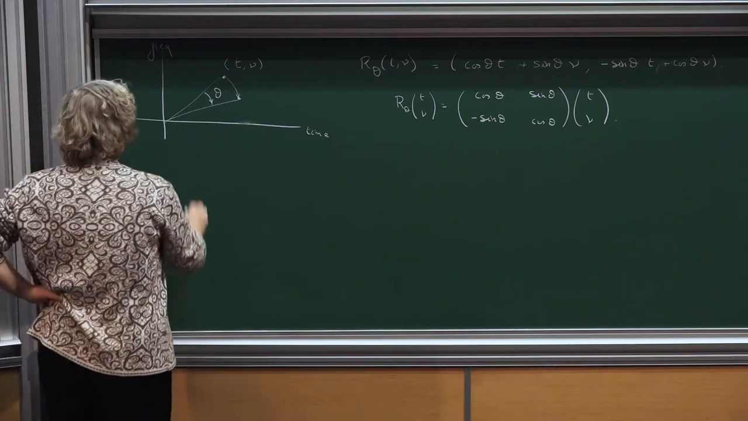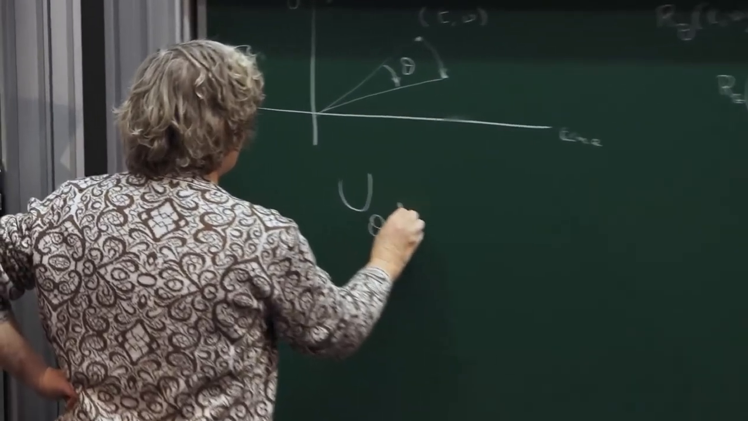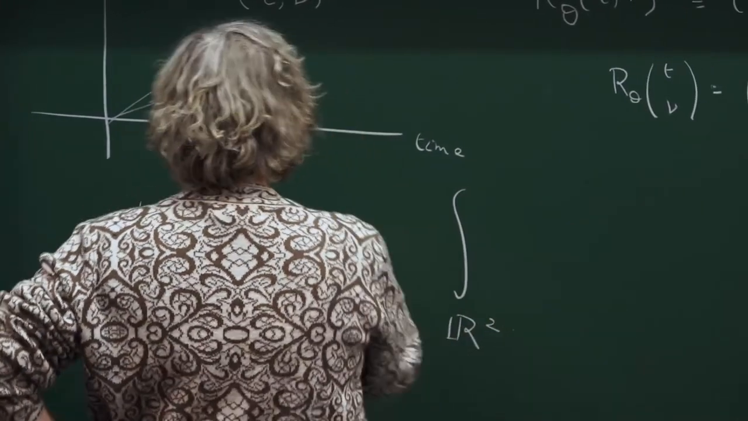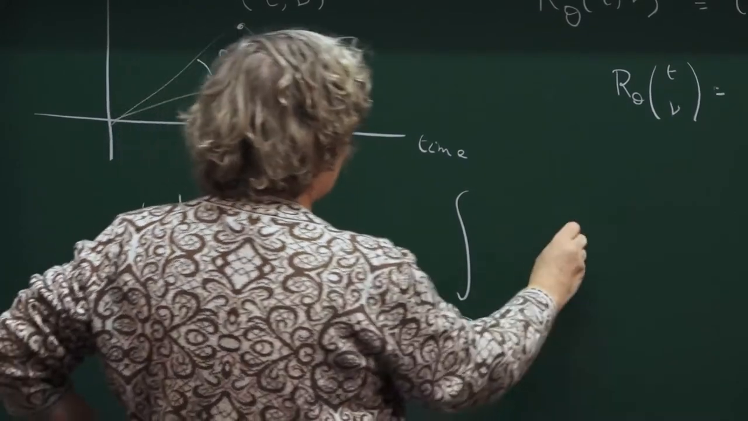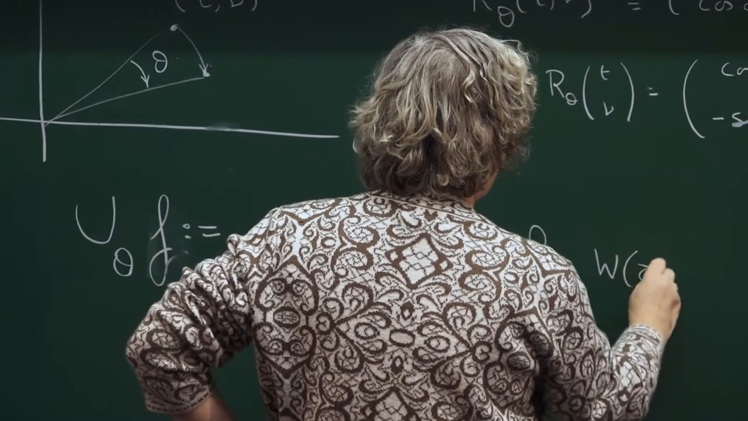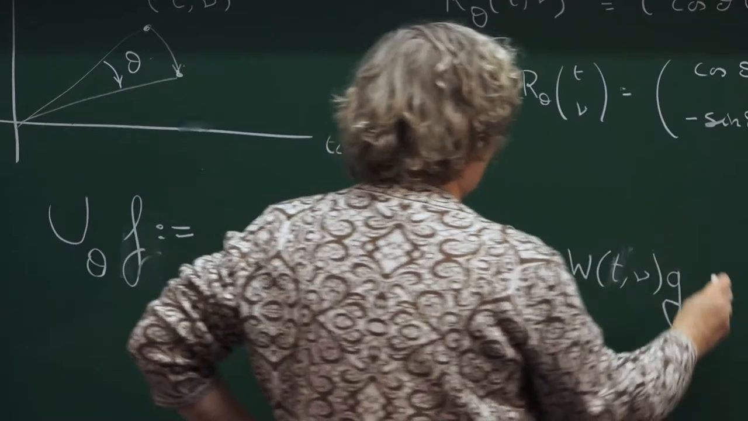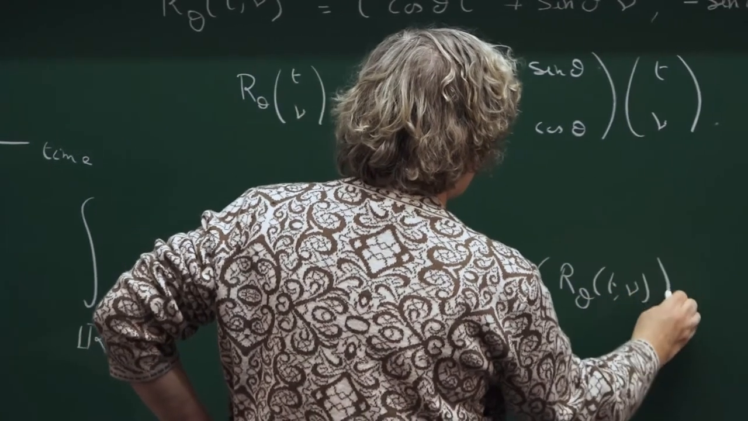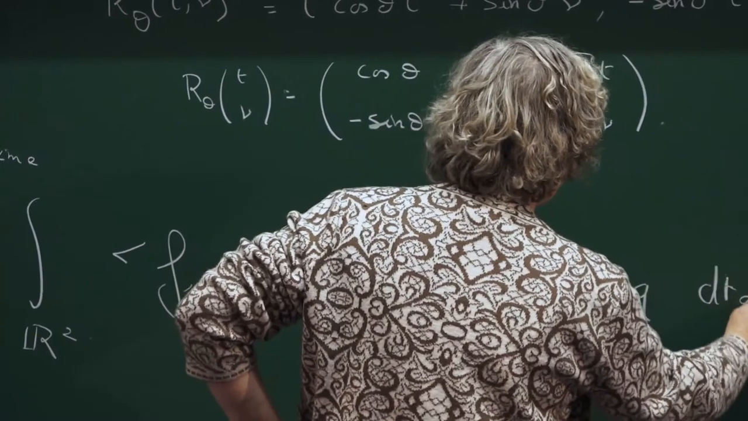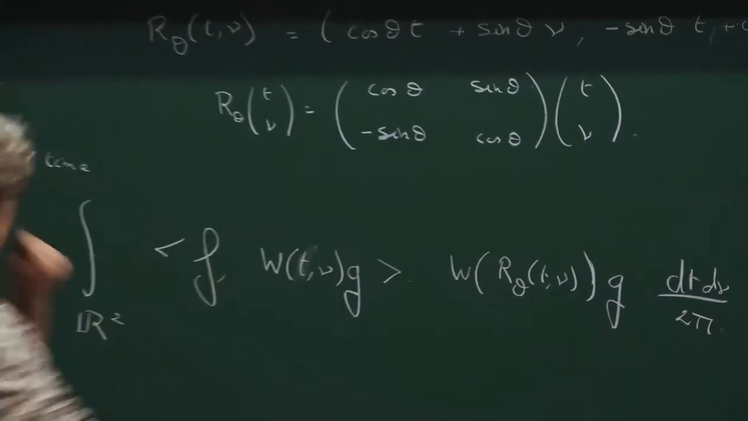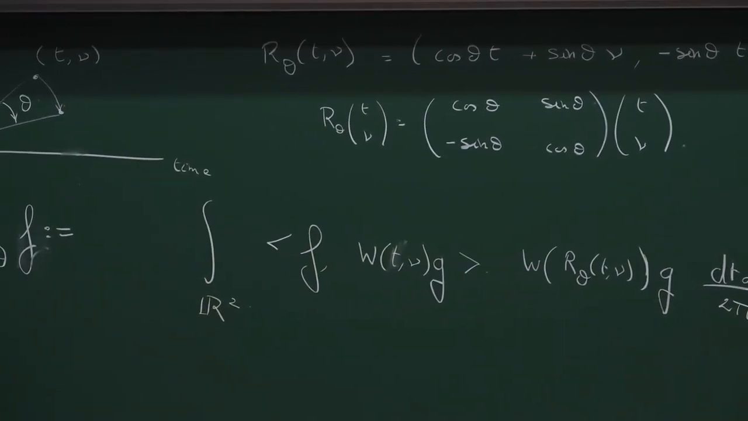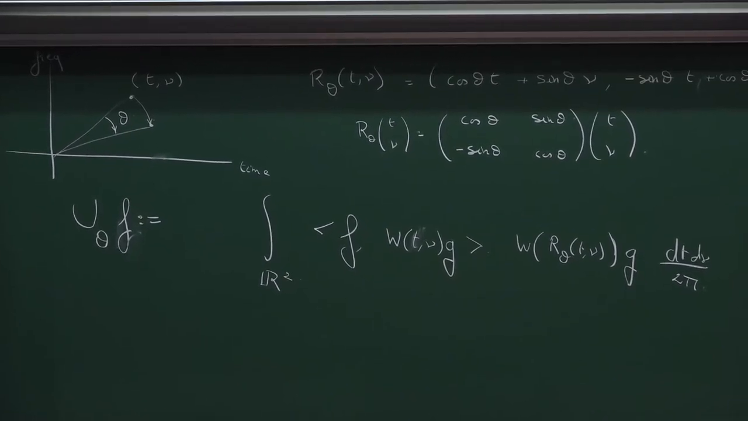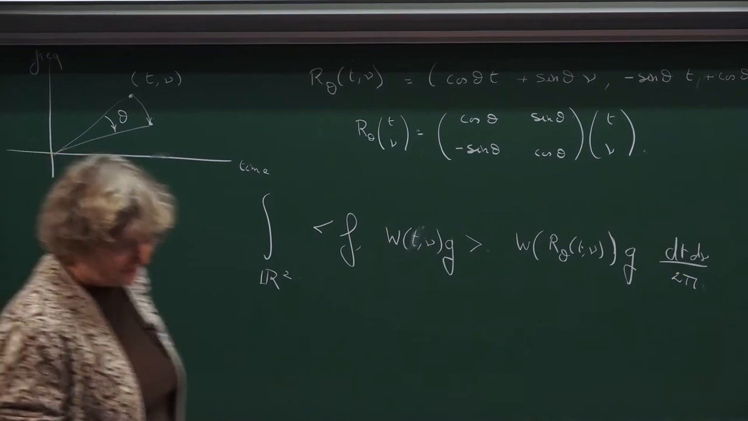So let me define an operator U theta by saying, look, if I integrate, again over the full plane, U theta on F is defined by taking the inner product of F with the Gaussian, and then here I write W of R theta (t, nu) on the Gaussian, and I integrate over dt d nu over 2 pi. That's clearly a linear operator. If theta is 0, we know already that that's the identity operator.